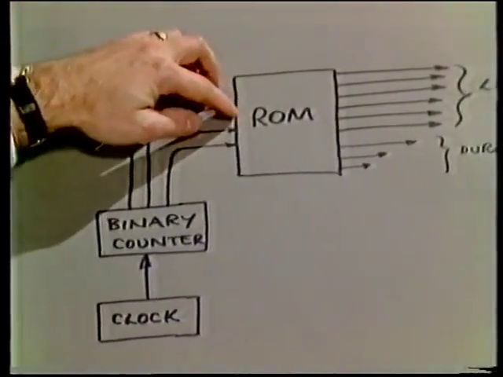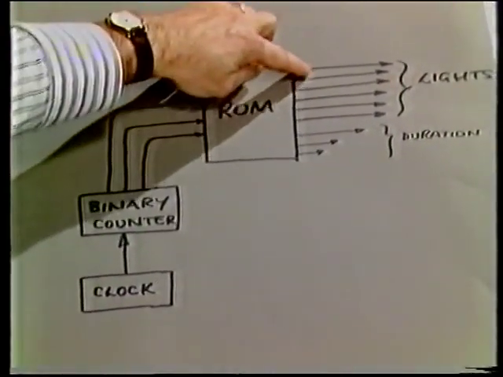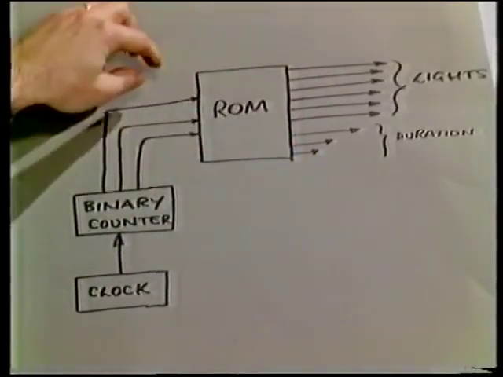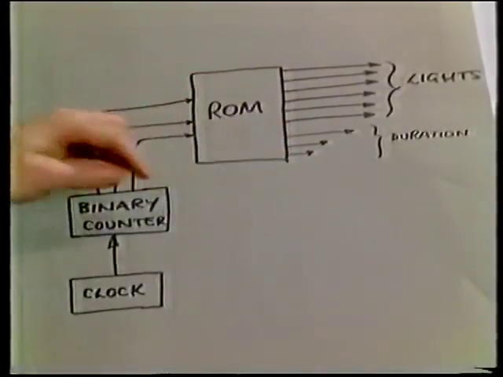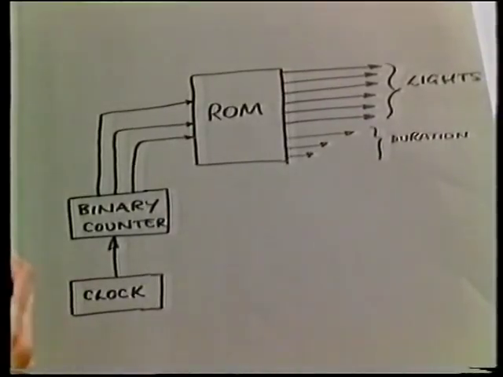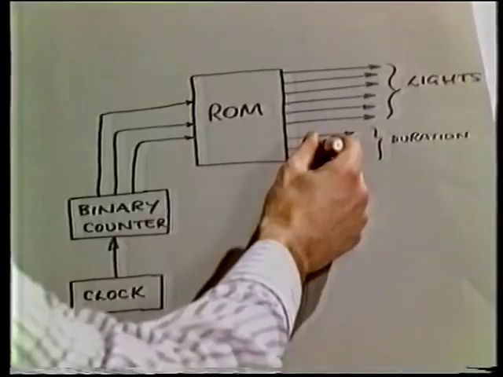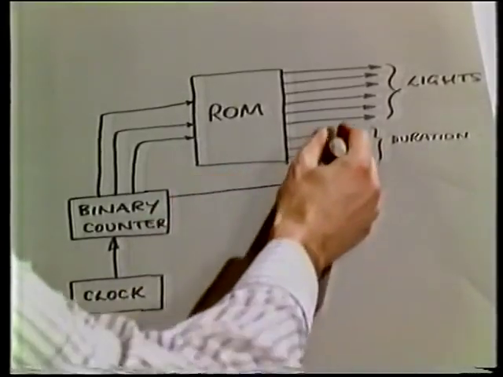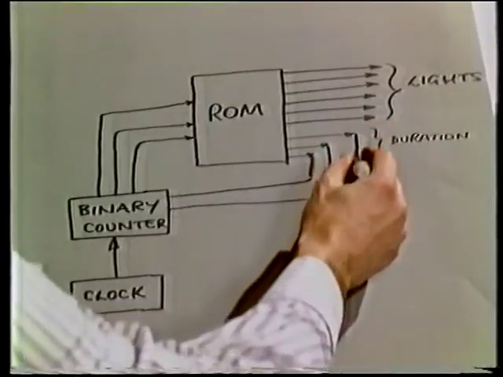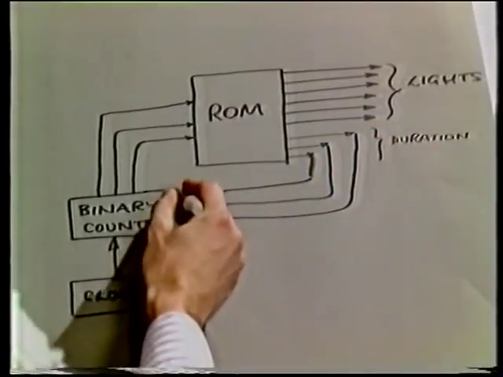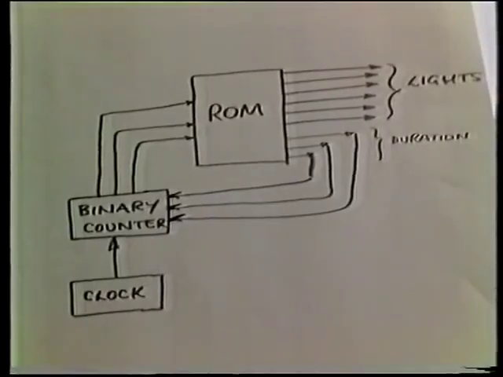and you can see that the ROM output now consists of a 9-bit word. 6 bits to control the lights as before, and a 3-bit duration code, which comes to the output of the ROM. Now this is split off and fed back into the binary counter. The purpose here is to instruct the counter to count the appropriate number of clock pulses before moving on to the next address. We can use the logic analyzer once again to display the output from the ROM as the counter switches from one address to the next.